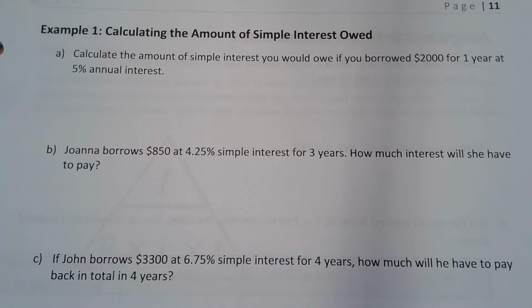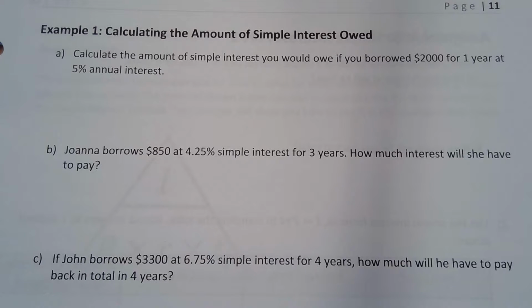Okay, so calculate the amount of simple interest that you would owe if you borrowed $2,000 for 1 year at 5% annual interest. Okay, there's some parts there that we have to figure out. So it says here, highlight the word simple interest.